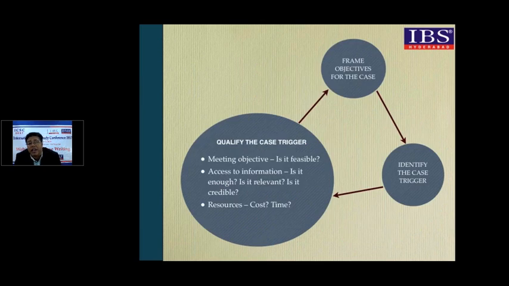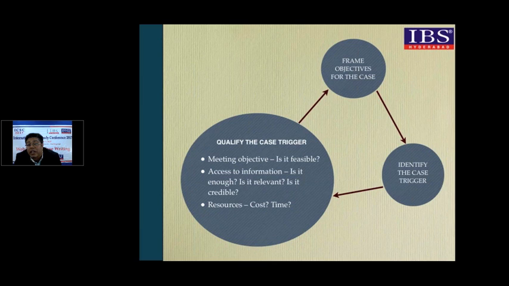So once you have a trigger, it does not mean that your job is done and you can easily go ahead and prepare a teaching case, because you have to also ask yourself whether this is a practical trigger. Is it feasible for you to go ahead with this case trigger? Because there can be so many hitches in between. So you have to qualify the trigger first. The first thing you have to see is whether they really meet your objectives. If they are not meeting your objectives, they are not relevant. So probably you have to relook at that case trigger once again.